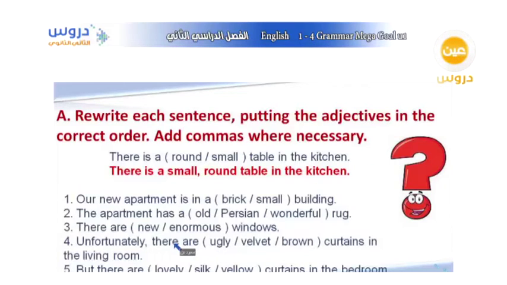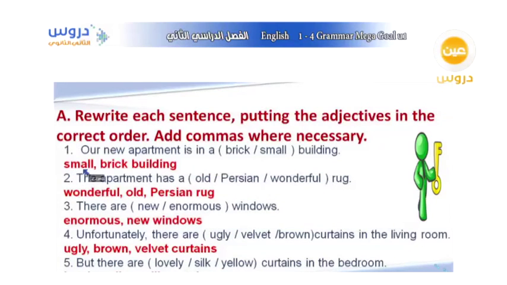Okay, after thinking about these adjectives and putting the commas, we will get these answers. As you see here, we have a comma between two adjectives. Between three adjectives here, we have a comma and a comma. Number three, enormous, comma, new windows. Ugly, comma, brown, comma, velvet curtains. Actually, after the last adjective, we don't put a comma. Number five, here we have lovely, comma, yellow, comma, silk curtains. Okay.